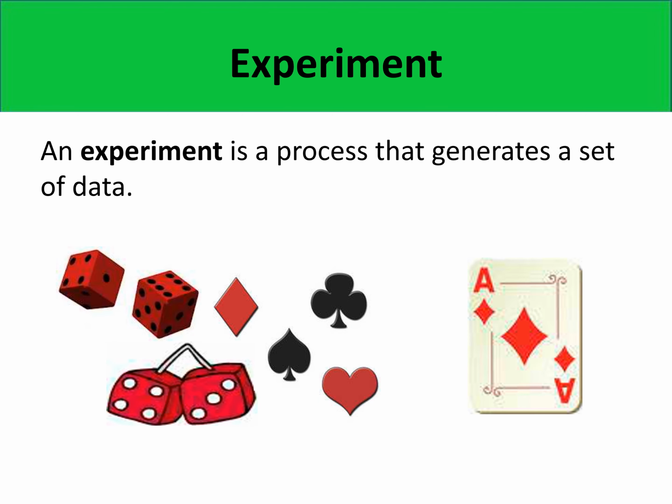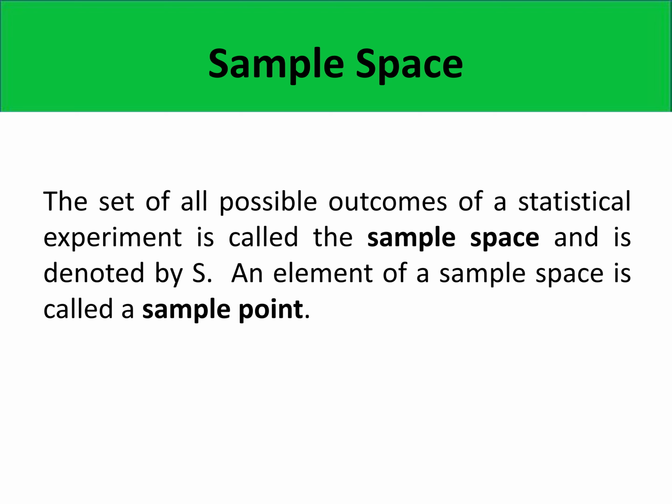A statistical experiment is a process that generates a set of data. In counting techniques and probability, one should understand clearly the experiment situation. Usual statistical experiments include tossing or rolling, drawing or selecting, and arranging of objects. In probability, one should count the number of possible outcomes of a statistical experiment.